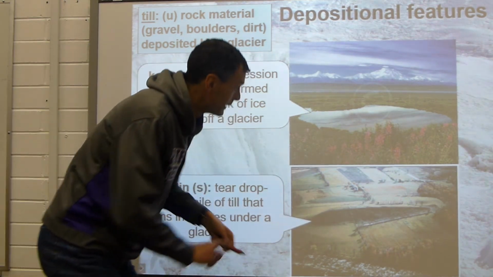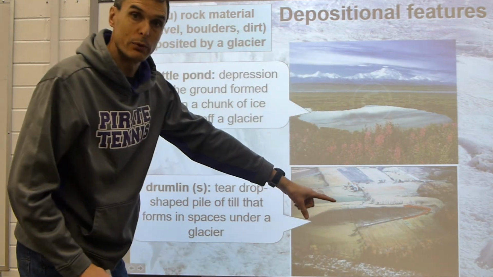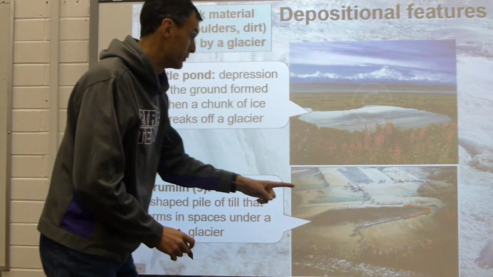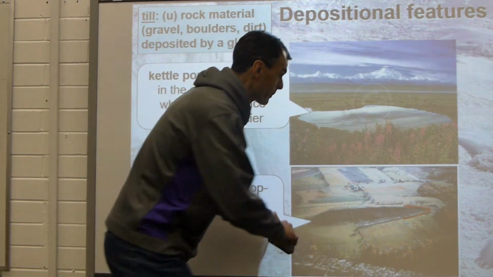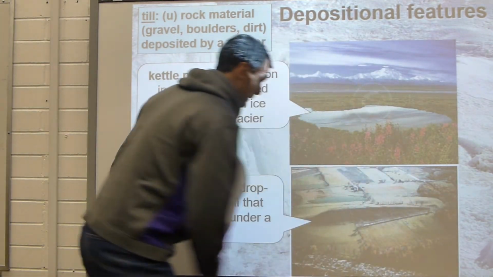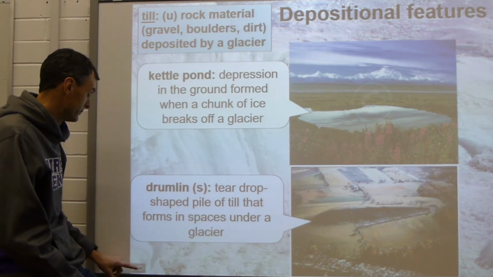And what's cool about it is you just have to look for the point here, and the point essentially points in the direction that the glacier was moving. So if you find drumlins, we can tell which way the glacier used to be going. This is one of those times you might want to pause the video and write this information down.